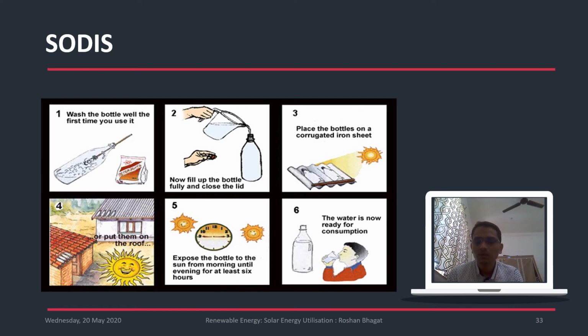So if it is exposed to 5 to 6 hours, the water which is available inside is ready for consumption. One thing, we say this particular system doesn't require any external fuel. It is using solar energy for disinfection. One thing has to be remembered: the water which is to be disinfected should not be too turbid. So up to a certain extent only this method is suitable.